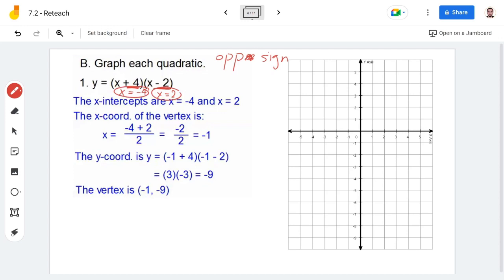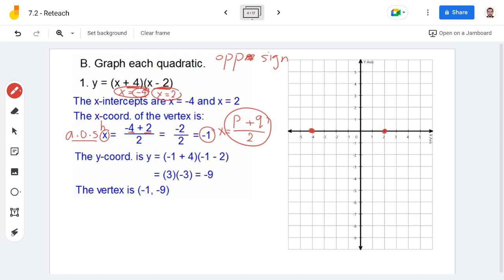After we identify the x-intercepts, the first x-intercept is -4 and the second x-intercept is 2. Now I need to find the axis of symmetry, which is represented by h. H is x, and we need to find the average: negative 4 plus 2 over 2. This is the rule to find the axis of symmetry: p plus q over 2. So negative 4 plus 2 over 2 equals negative 1.